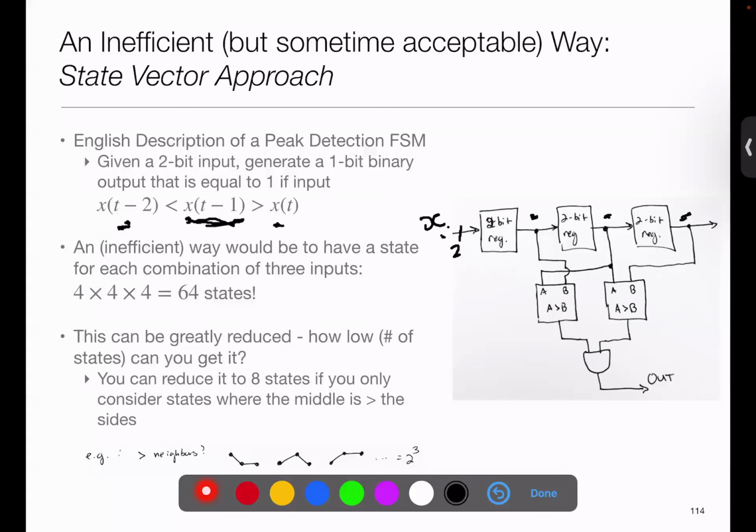Depending upon how you define it, let's say I'm looking at these 3 samples: the one after the first flip-flop, after the second, and after the third. Then I can use some comparators and an AND gate to implement this equation that we have here and generate an output.